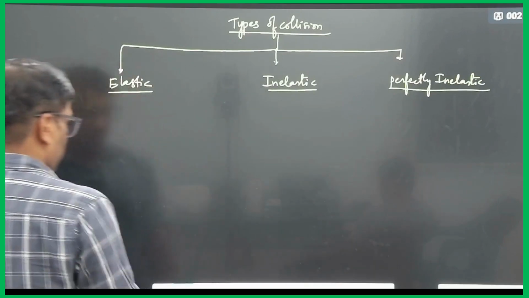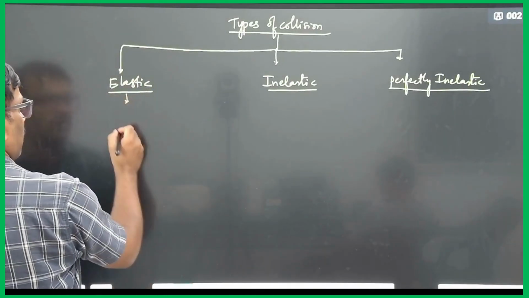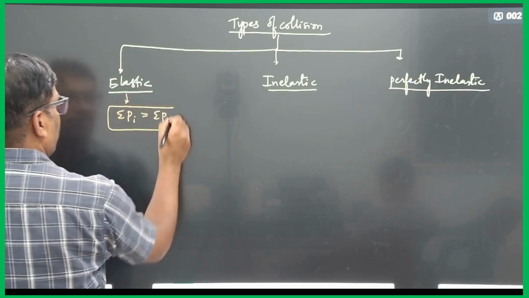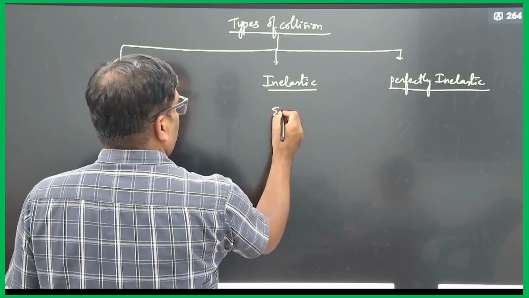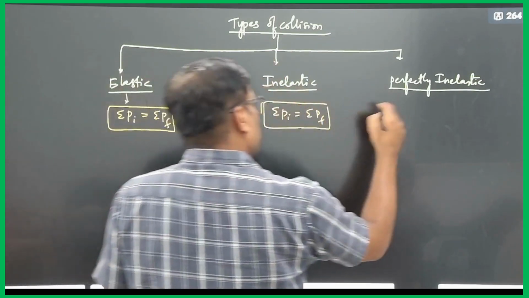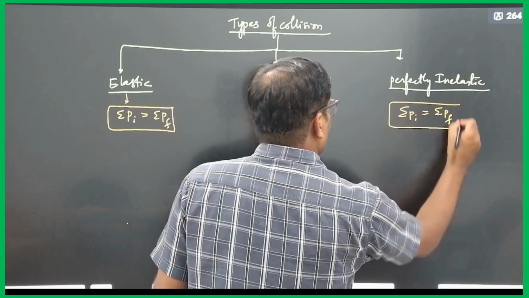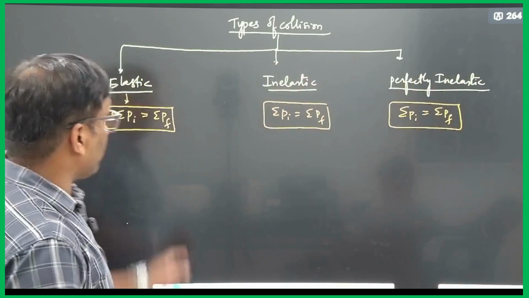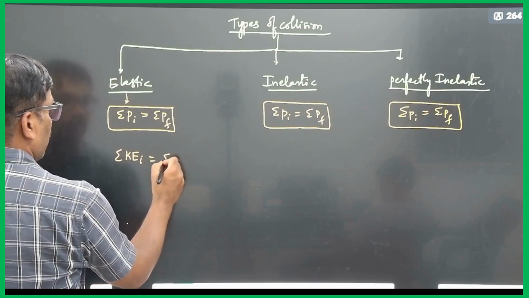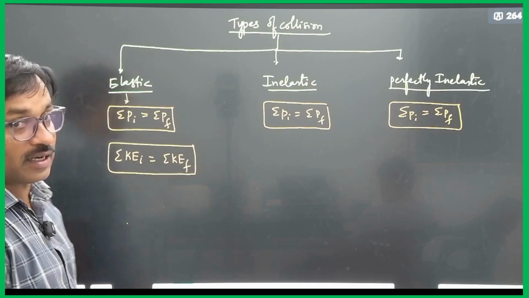So in all collisions, compulsory momentum conservation will be there. Initial momentum and final momentum will be conserved, therefore total initial momentum and total final momentum after collision will both be the same. But in elastic collision, total initial kinetic energy and total final kinetic energy after collision will also be the same.